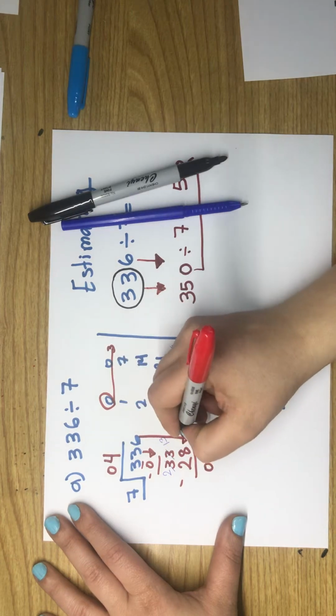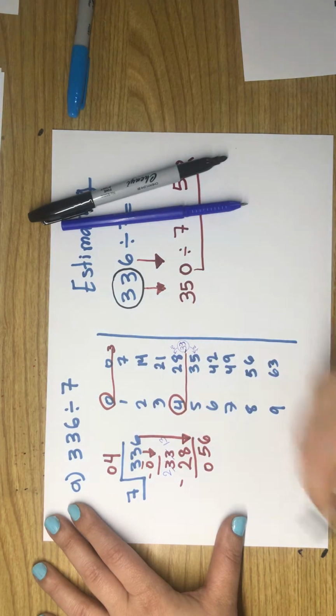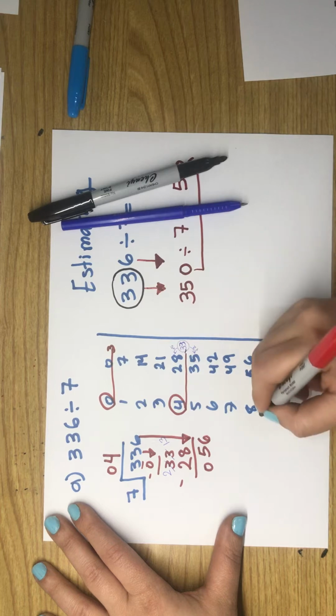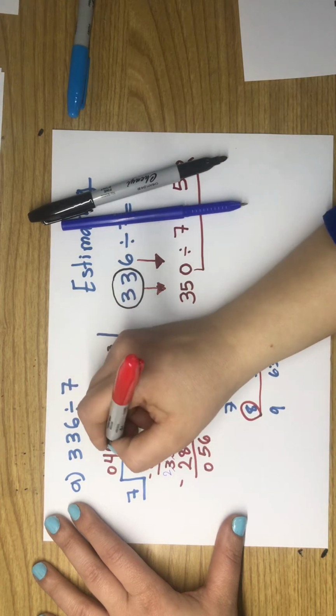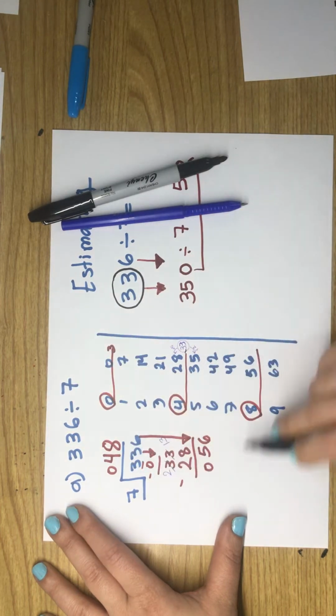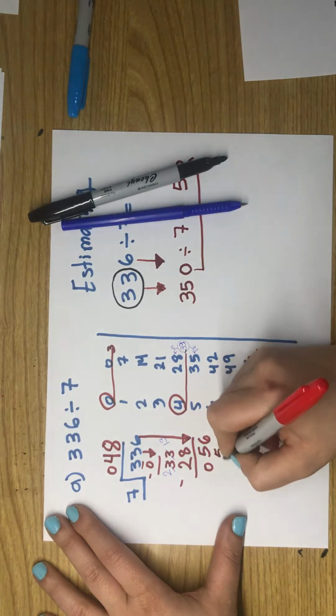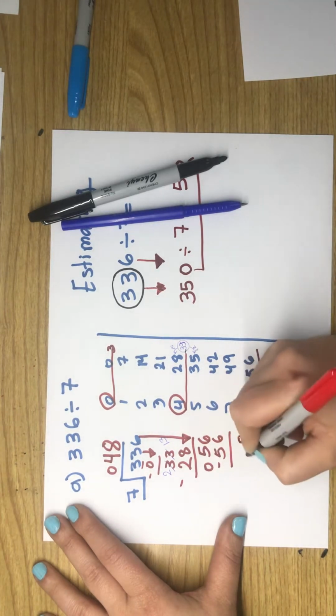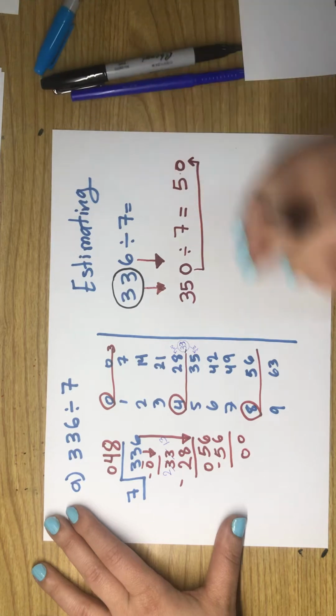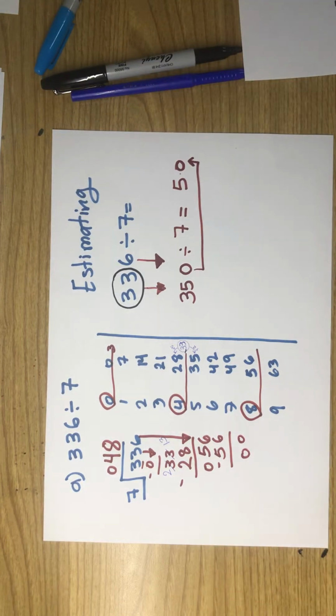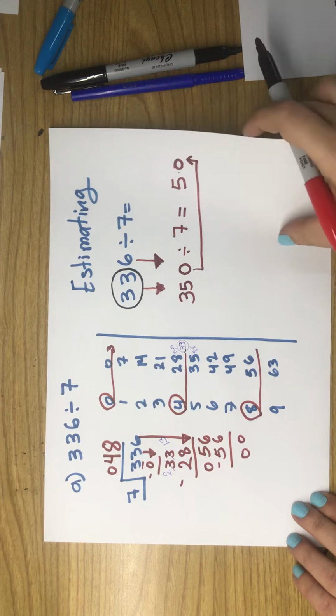Bring down the 6. 56. Where is 56? Here it is. It's 8. 8 times 7, it's above the string, 56. Subtract, 0, 0. And that's how, guys, we do estimating. This is question number A. You can stop the video and try it by yourself, okay? Let's do another question.